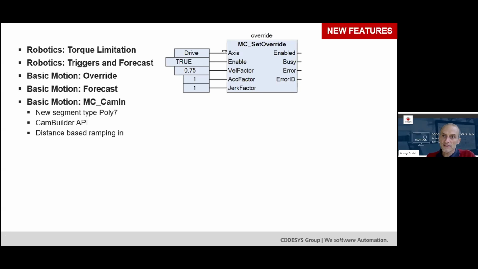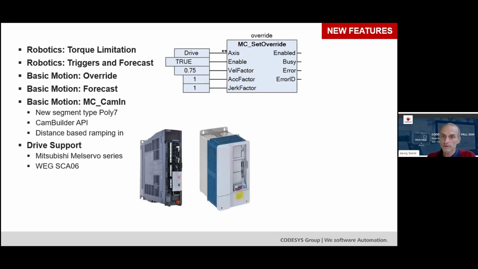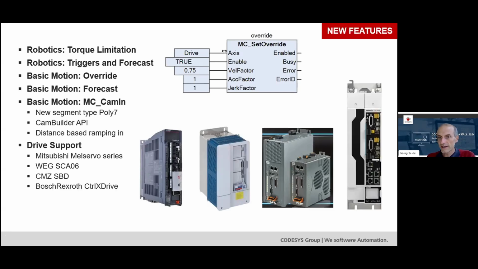Then we have distance-based ramping for MC_CamIn. It's also a feature that was requested often. It works the same as for gear and pos. Okay, drive support. We have a few new drivers for the Mitsubishi MELSERVO, for WEG, for CMZ, and also for the Bosch Rexroth ctrlX drive. So this is, I would say, business as usual. We are getting new drivers every year.